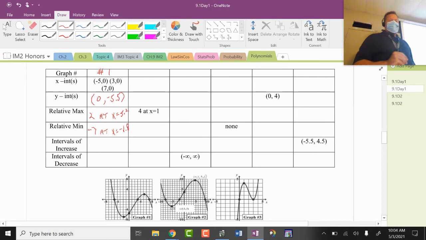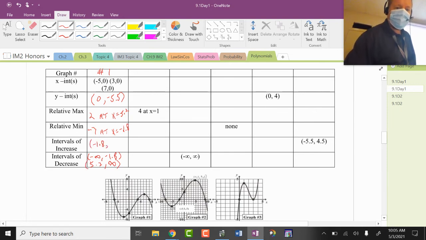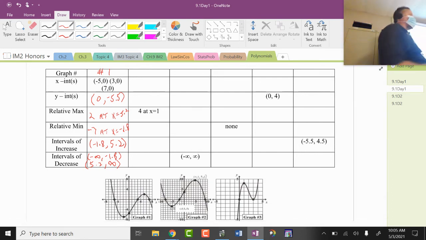And then that dictates the increasing and the decreasing behavior. So decreasing from negative infinity to -1.8. Remember the x's? Sorry for writing so scratchy. And then 5.2 to infinity. And then it's in between those two for the other interval of increase. Just double check that. Yep, from x = -1.8 to x = 5.2, you have that chunk that's increasing.